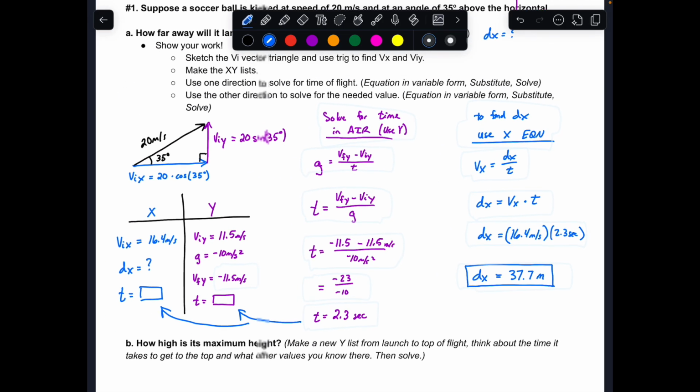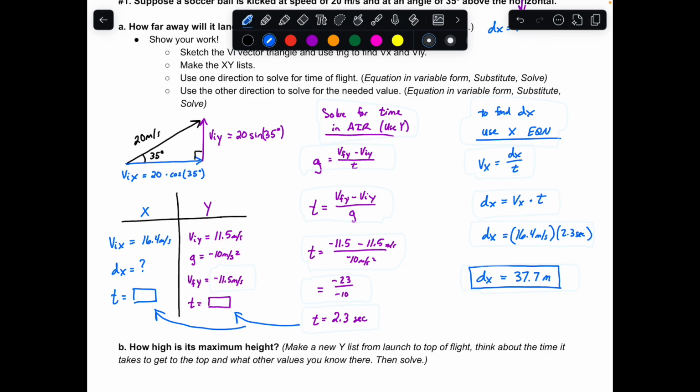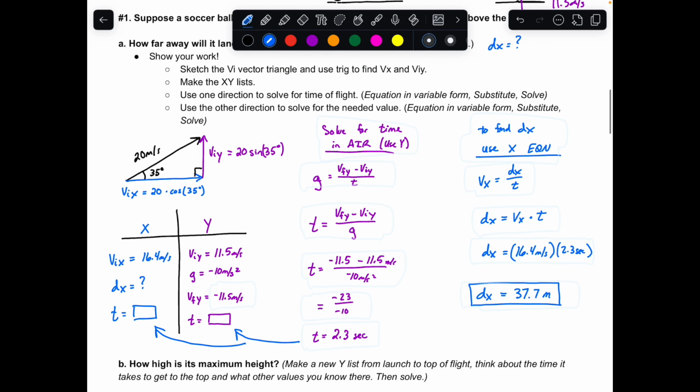We'll be using this process a lot in these problems. I want you to give it a try in the next example problem, and then we'll talk about the maximum height in our next video.